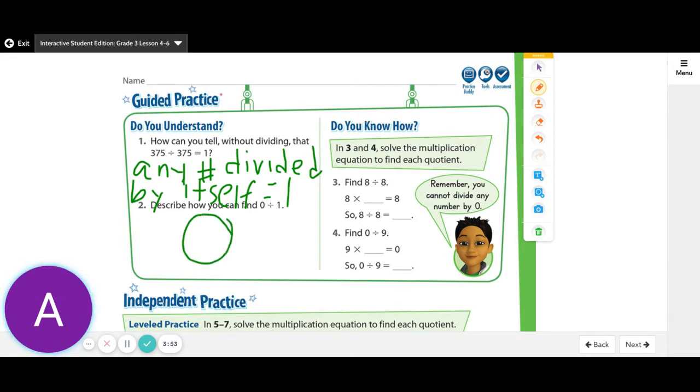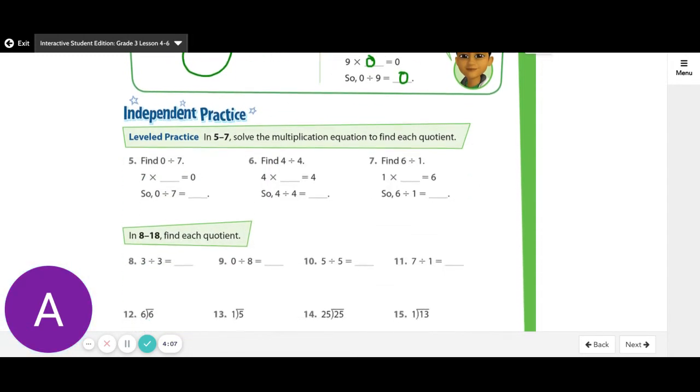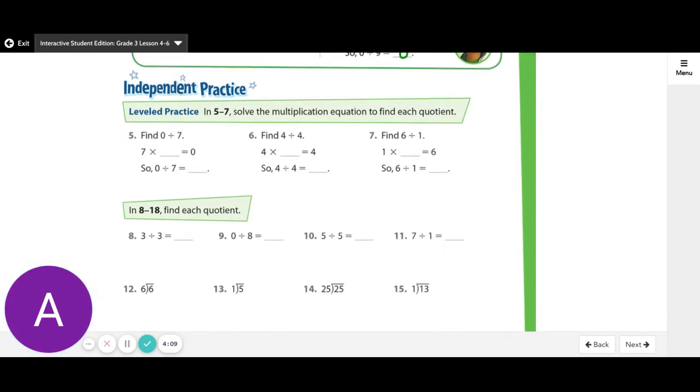Let's look at number 3, 8 divided by 8. So I know 8 times 1 is 8, so 8 divided by 8 is 1. 0 divided by 9, 9 times 0 is 0, so 0 divided by 9 is 0. And remember, you cannot divide any number by 0. Number 5, 0 divided by 7. 7 times 0 is 0, so 0 divided by 7 is 0. 4 divided by 4. 4 times 1 is 4, so 4 divided by 4 is 1. 6 divided by 1. 1 times 6 is 6, so 6 divided by 1 is 6.